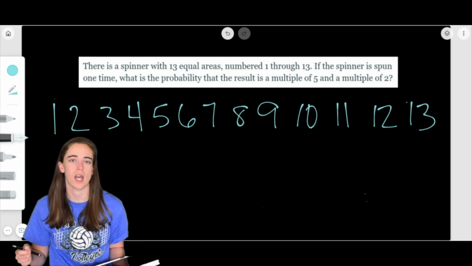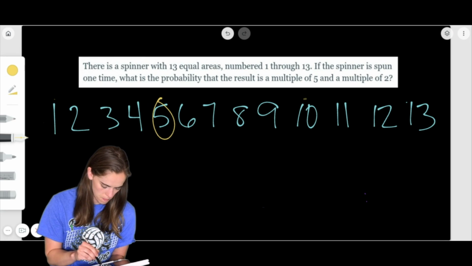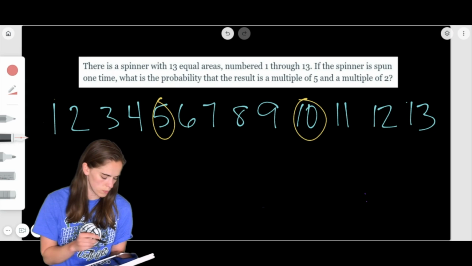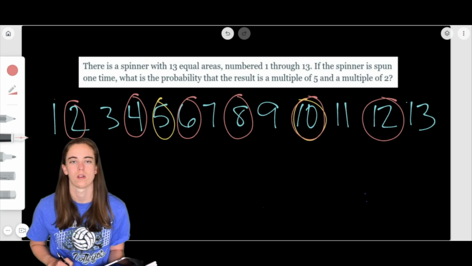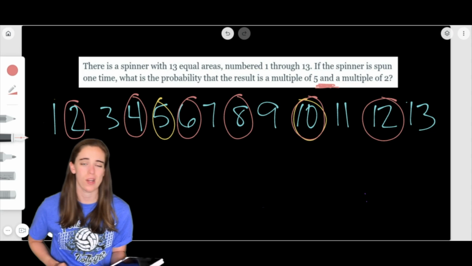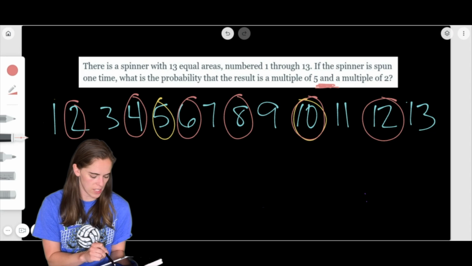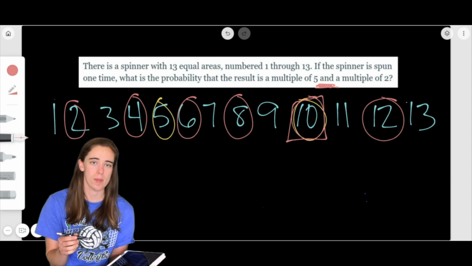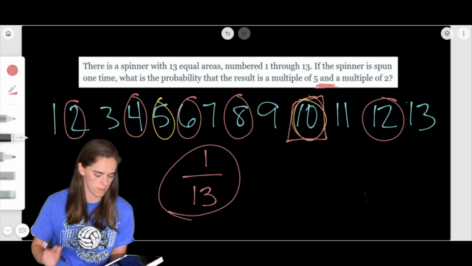First I'm going to go through and circle the multiples of 5. Next, I'm going to circle all the multiples of 2. So as a reminder on this one, we're trying to find the probability that the number I land on is a multiple of both 5 and 2. So for this one, it turns out that 10 was our only option. That means that our probability for this one is going to be 1 out of 13.